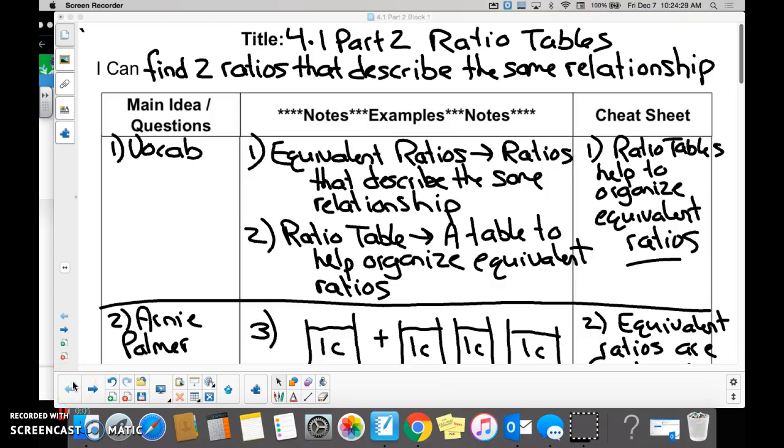4.1 Part 2 Ratio Tables. I can find two ratios that describe the same relationship. Excellent. Two ratios that describe the same relationship would be equivalent ratios, but we're going to use ratio tables to help us do that. Are you guys pretty confident with the I can statement? Yeah. Awesome. Okay, we're going to slide down to number 2.